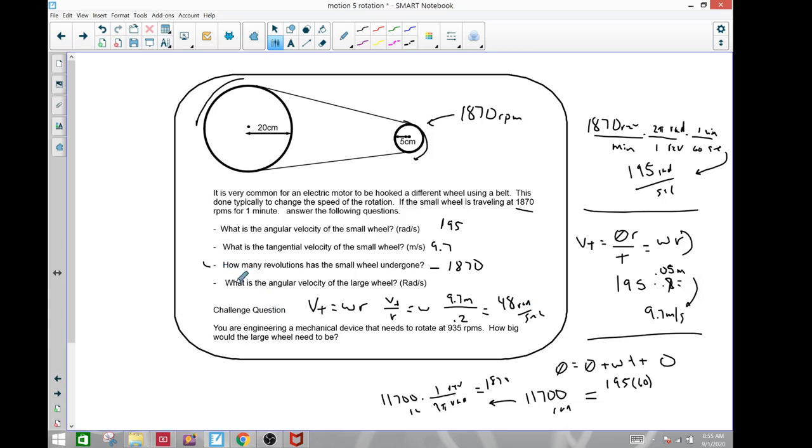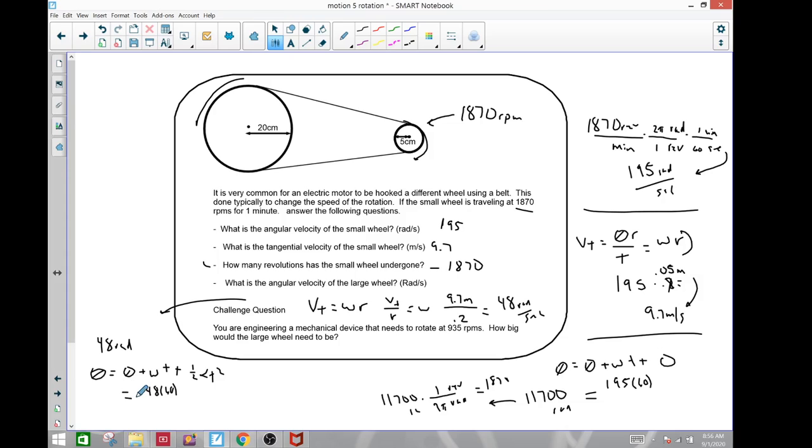I'm going to maybe remove that question. Say, how many revolutions did the big wheel go through? So it's going 48 radians per second. Okay, so the total angle equals the original angle plus angular velocity times time plus one half angular acceleration times time squared, but there is no acceleration. So in this case, how much total angle have I gone through? That's going to be just angular velocity of 48 times 60. And this is going to give me the total angular displacement of that particular big wheel.